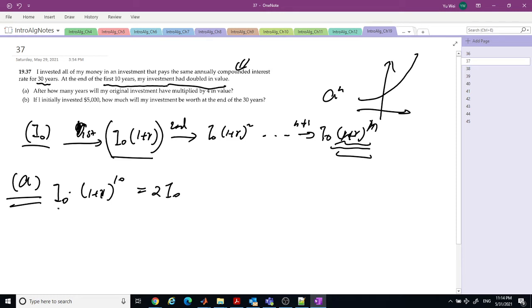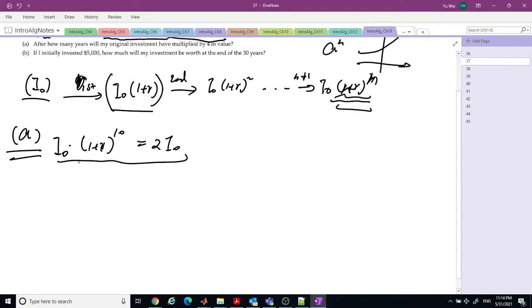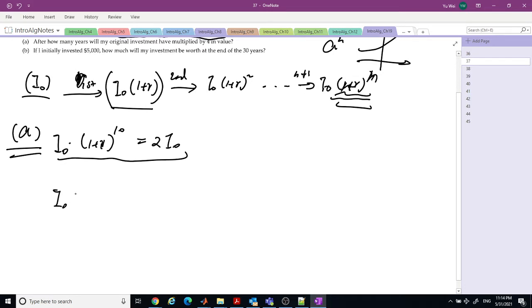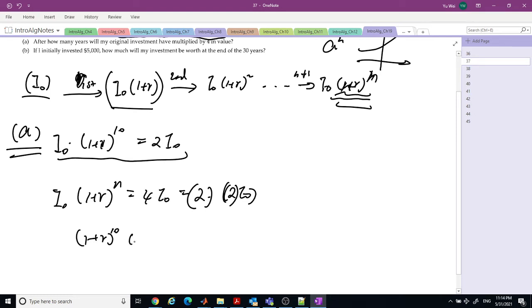So after how many years can the original become 4 times? I want to see I0 times (1 plus R) to the n equal 4 times I0. So it will be 2 times 2 I0, right? Every 10 years it doubles, so (1 plus R) to the 10, and (1 plus R) to the 10 again. So you can see after 20 years, you will be quadruple.